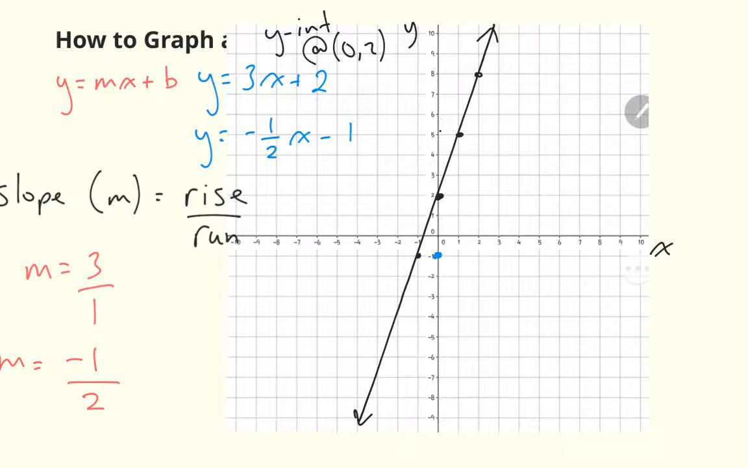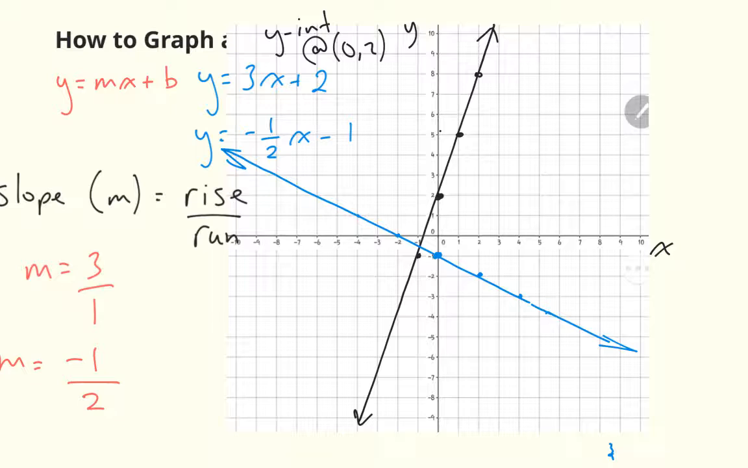And from there, I'm going to fall 1 or rise 1 and run 2. And I'm going to do that again, fall 1 and run 2. So I'll put some points where that ended up, here and here, and again I'm going to repeat a few, maybe even backwards. I'm all about getting a nice accurate good line. I use my ruler and I draw in that line.